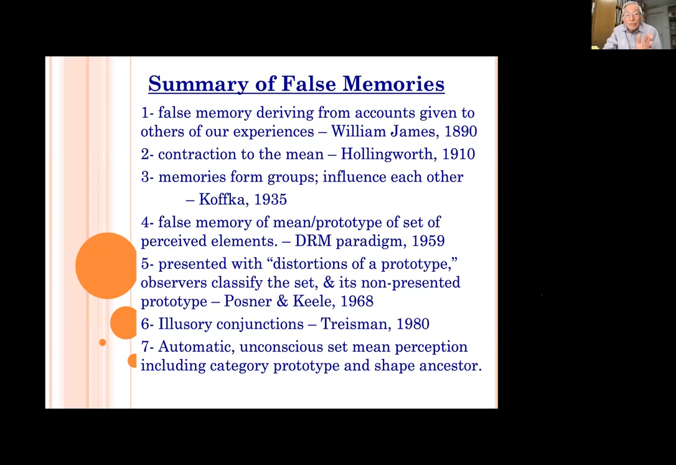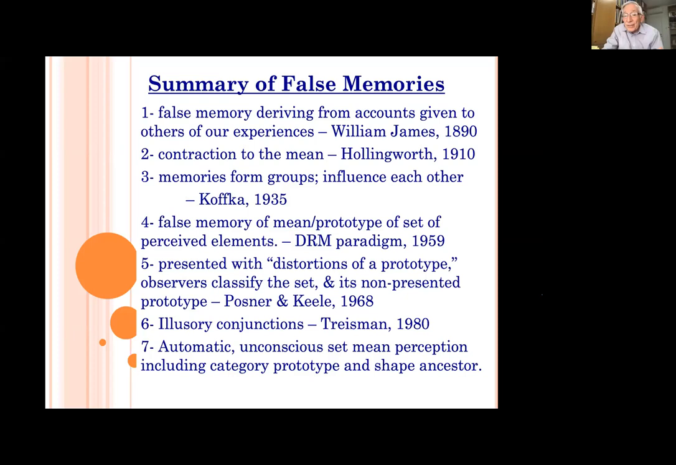So let's summarize once again. False memory deriving from accounts given to others of our experiences. When we tell the story, we tell what should have been. We're telling something that's closer to the mean, to the prototype of what should have really happened. Contraction to the mean. We see a bunch of things and then we're asked about one of them. Well, they were all close to the mean or around the mean. So was this one. Memories form groups, says Kafka. Yes, in order to do this, we have to form a group and then remember the prototype or the ancestor. Okay, if they weren't groups, then we wouldn't be able to do this.